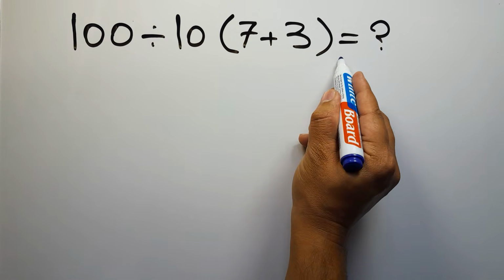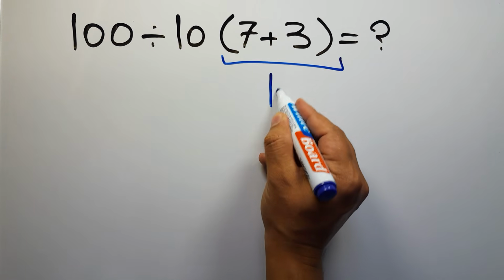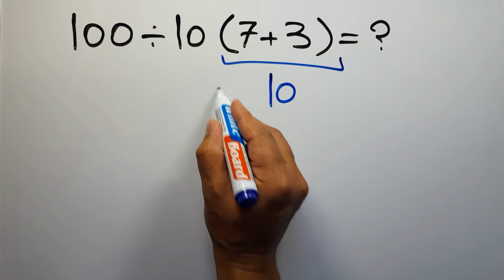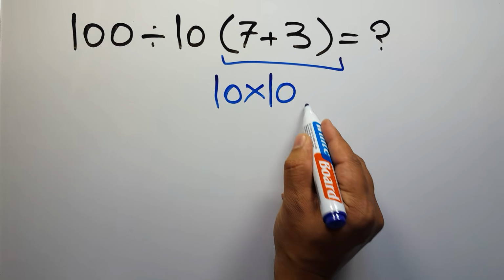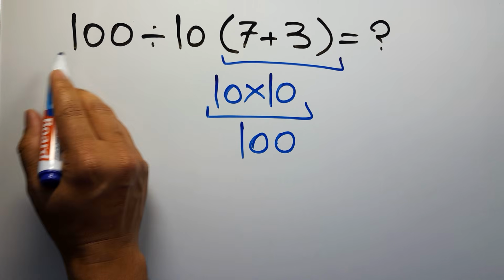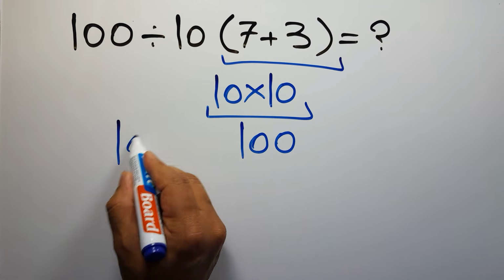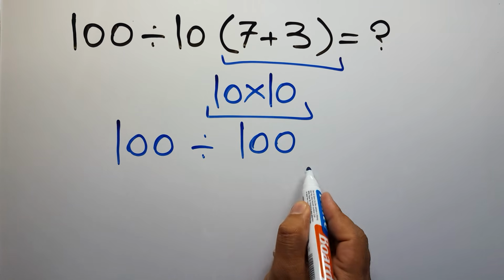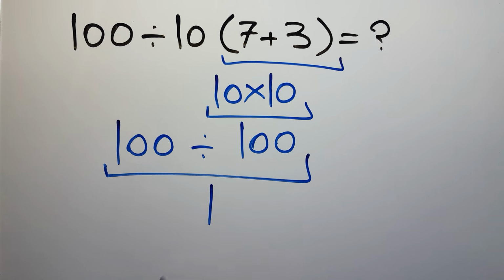7 plus 3 gives us 10. And 10 times 10 equals 100. So 100 divided by 100 is just 1. But this answer is not correct.